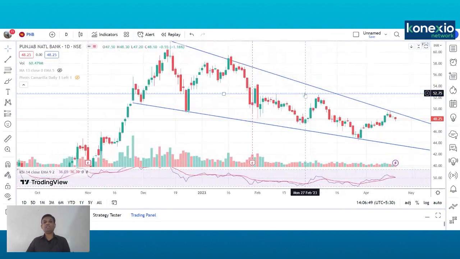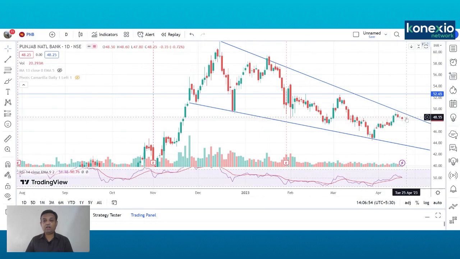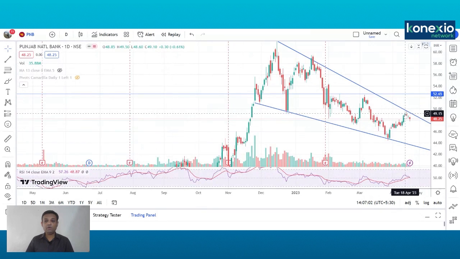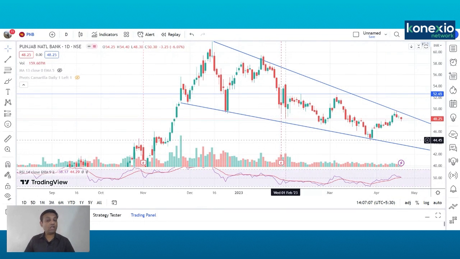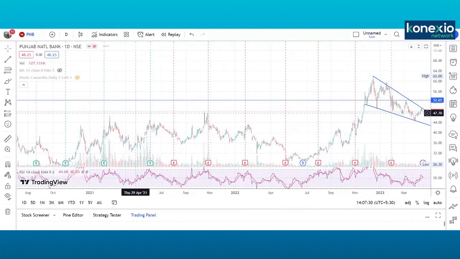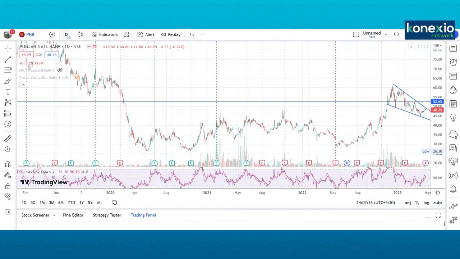Now this downfall was in a downward falling wedge. Whenever there is a breakout from this wedge, we expect the price to see a sharp move on the upside. Downward falling wedge breakouts are very sharp in nature. That means one can expect a sharp rally in Punjab National Bank in short to medium term, maybe next 3 to 4 months. Just let me show you that the stock has taken a pause near its multiple support zone.